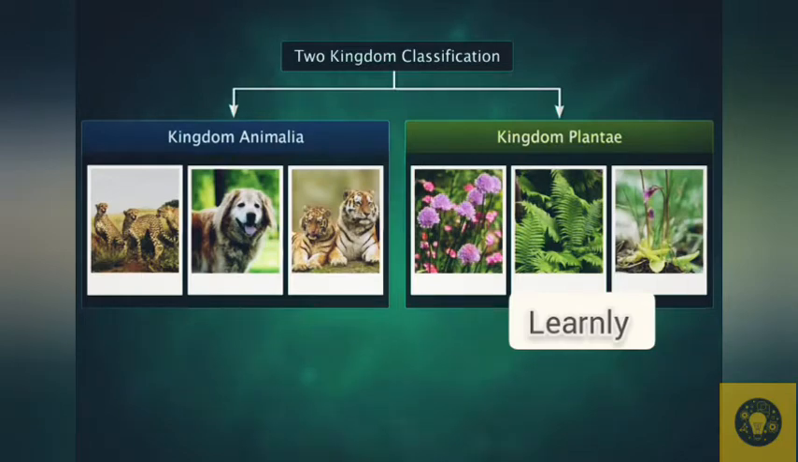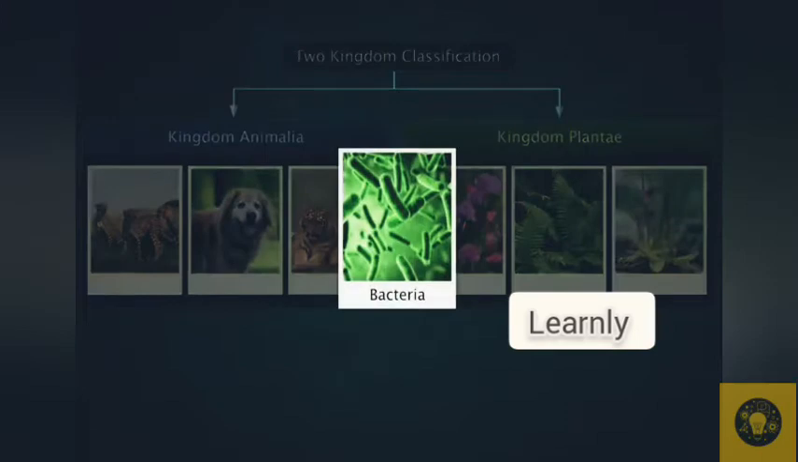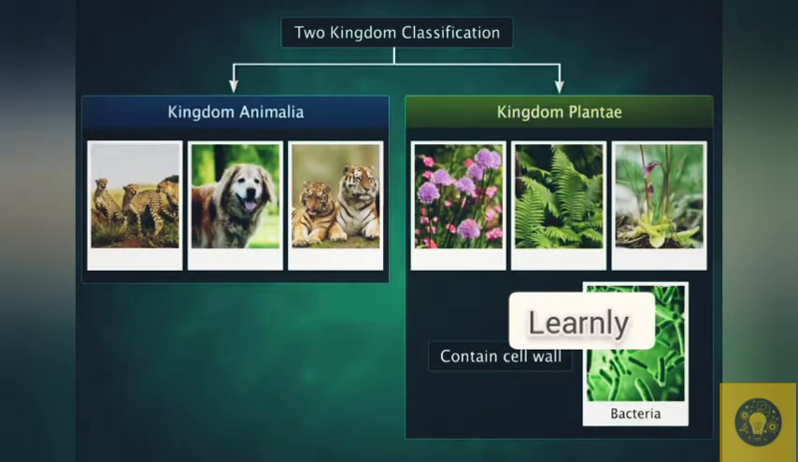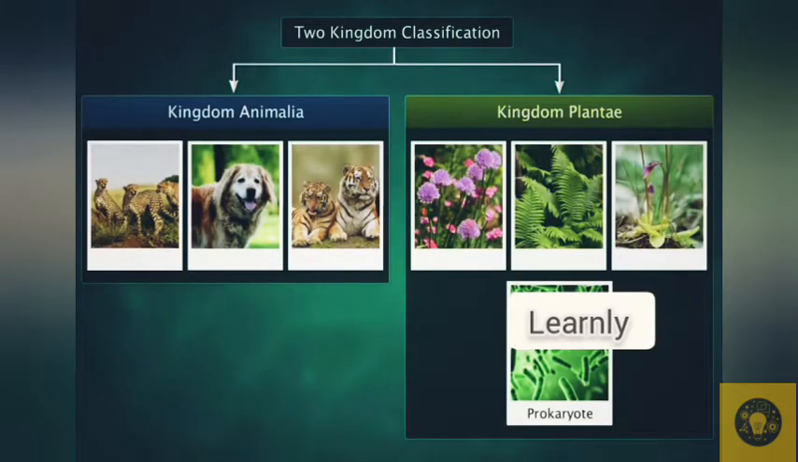However, if all organisms were classified as either plants or animals, where would lower living forms such as bacteria be placed? Scientists placed bacteria in Kingdom Plantae because they contained rigid cell walls. However, bacteria were prokaryotes, whereas all plants were eukaryotes.